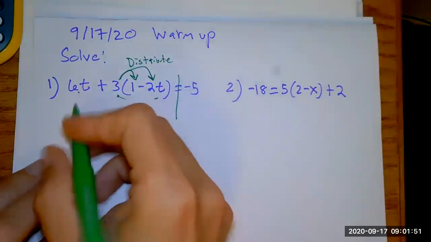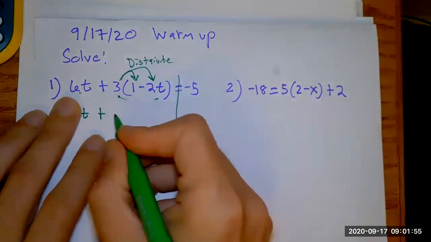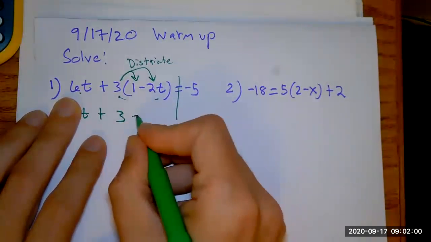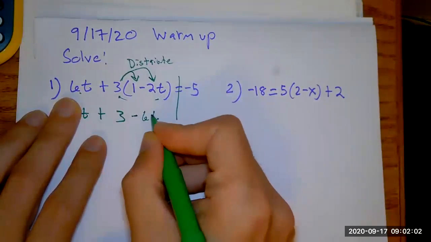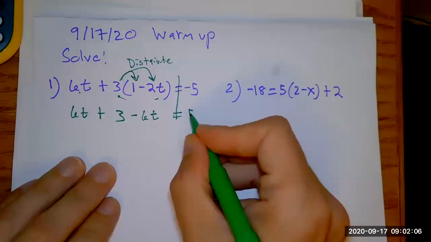So the 6t stays the same. I'm going to get 3 times 1 is 3. I'm going to get 3 times a negative 2t. So that's negative 6t. Okay, so all I did here in this first step was distribute.